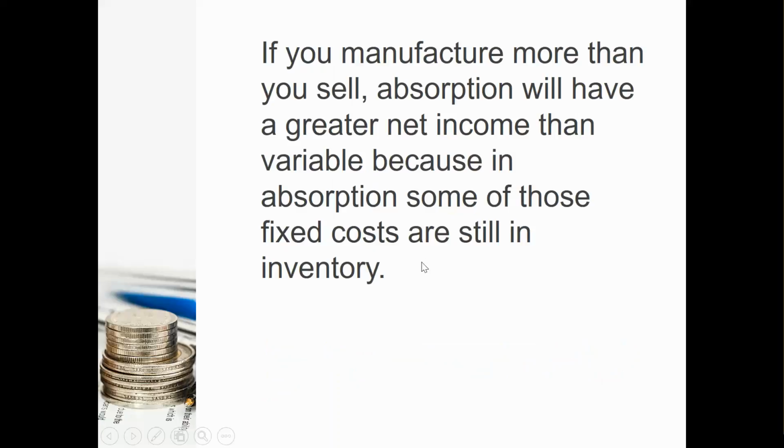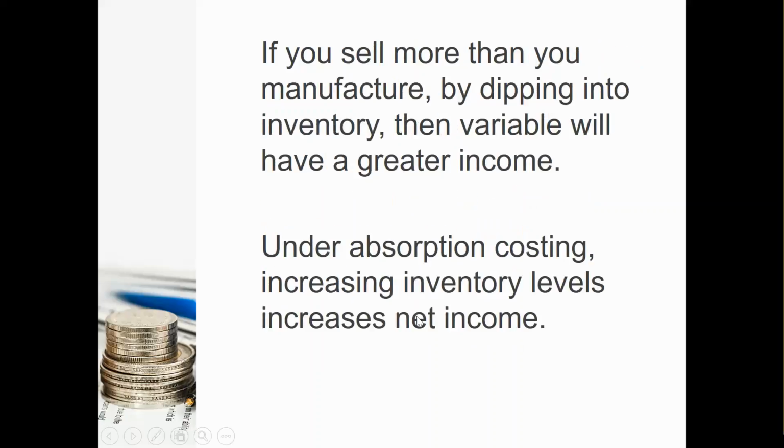Because of that, if you manufacture more than you sell, absorption costing will have a greater net income than variable, because in absorption, some of those fixed costs are going to stay in the inventory, while in the variable, you're going to take all the fixed costs out just like you do your period costs. We will look at an income statement in the next video. We'll look at a variable income statement and an absorption income statement and put some numbers to it so that you can see the difference.